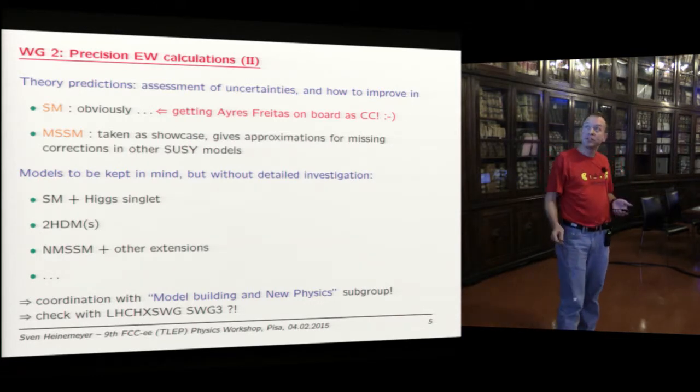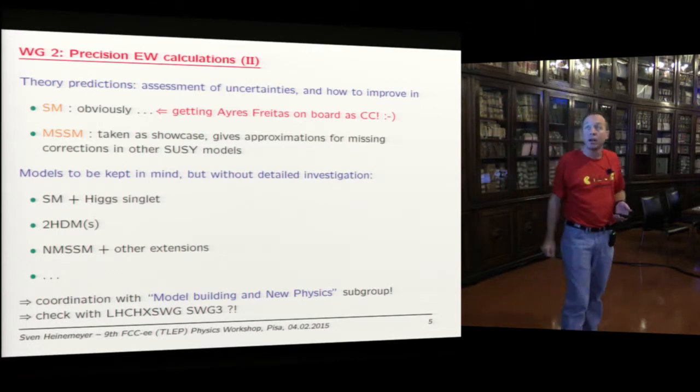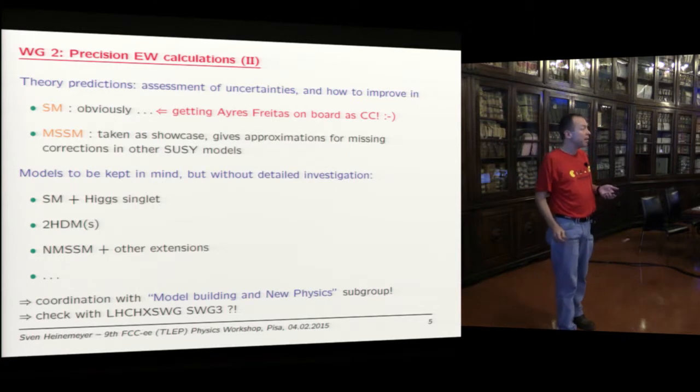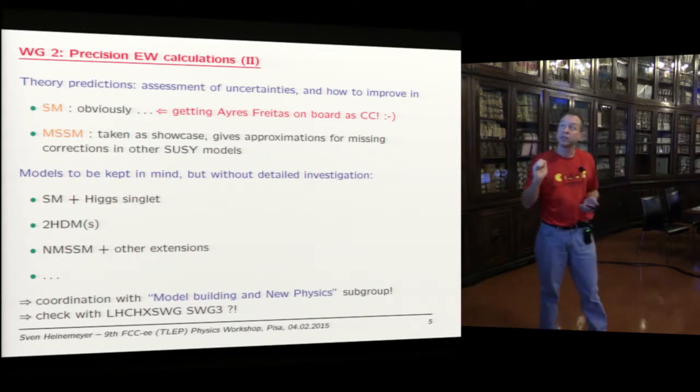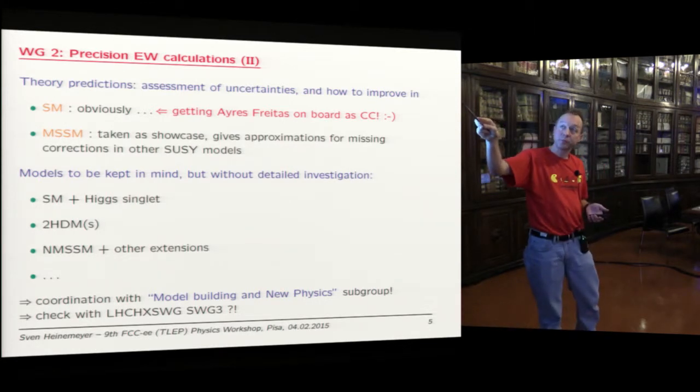There are, of course, many other models to be kept in mind, like the standard model plus a Higgs singlet, two-Higgs-doublet models, or other supersymmetric models. We should keep them in mind, but after thinking a bit, and discussing with Iris and with Christoph, it's certainly not feasible to look into all these models.